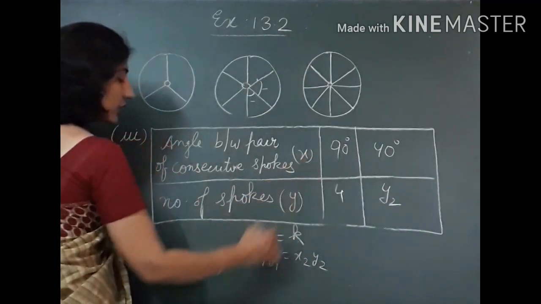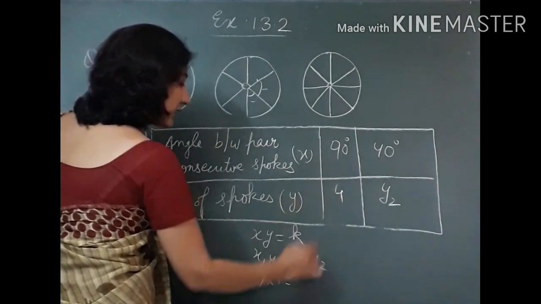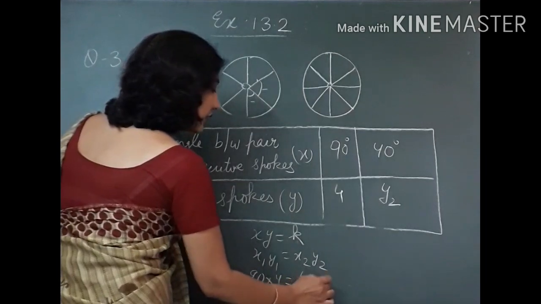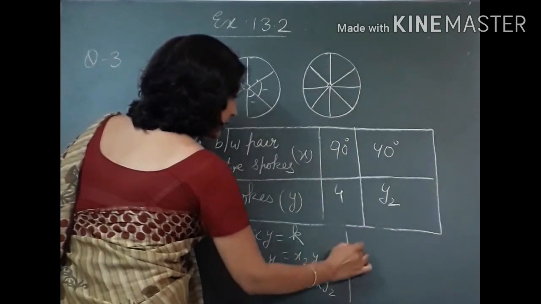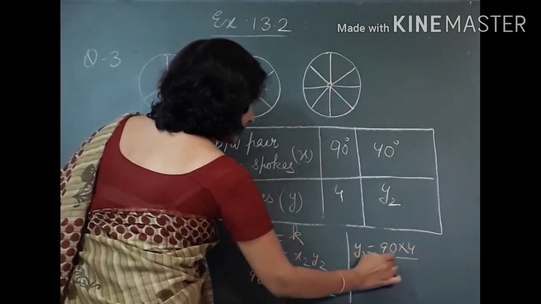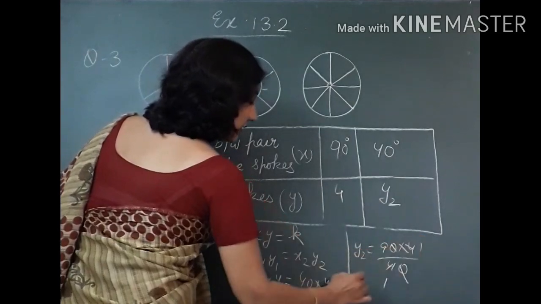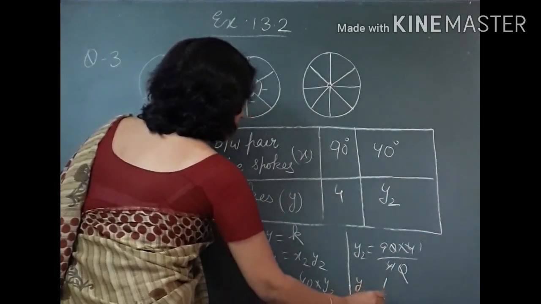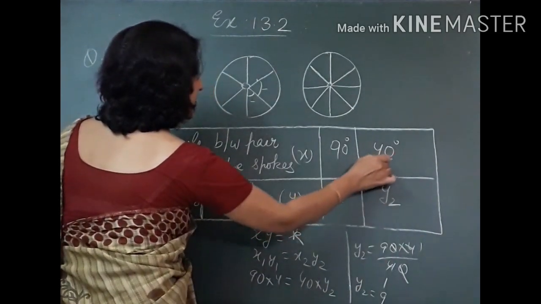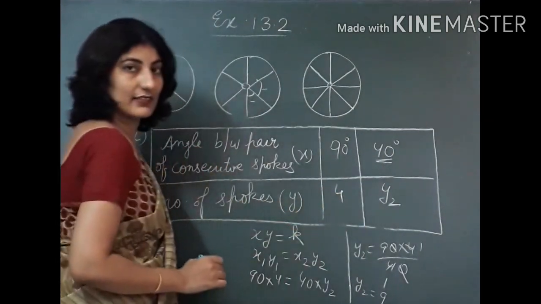So I will put the values. x1 is 90 multiplied by 4 equals x2 is 40 multiplied by y2. To find y2, 90 multiplied by 4 upon 40. So cancel 0 by 0, 4 ones are 4, 4 ones are 4. So y2 equals 9. Means when the angle between a pair of consecutive spokes is 40 degree, the number of spokes will be 9.